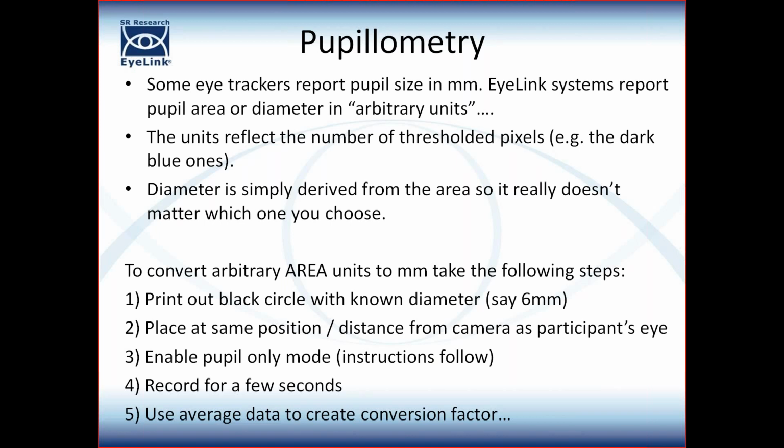The idea is you see what area or diameter values you're getting for that artificial pupil, and then you simply create some conversion factor based on the average of the data that you recorded to the artificial pupil. I'll go through this in a bit more detail.